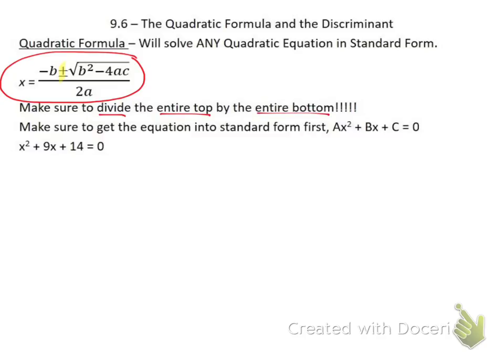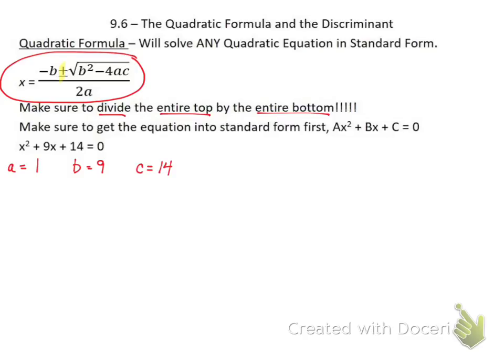So you can't plug it in as one big thing. The way that I'm going to show you how to do it is to do the top first, do the bottom second, and then divide the top by the bottom. The first thing we need to do is get our equation in standard form, so everything's moved over to the left-hand side. This first one, I don't have to move anything. So again, I'm going to identify my A value, which is 1, my B value, which is 9, and my C value, which is 14.